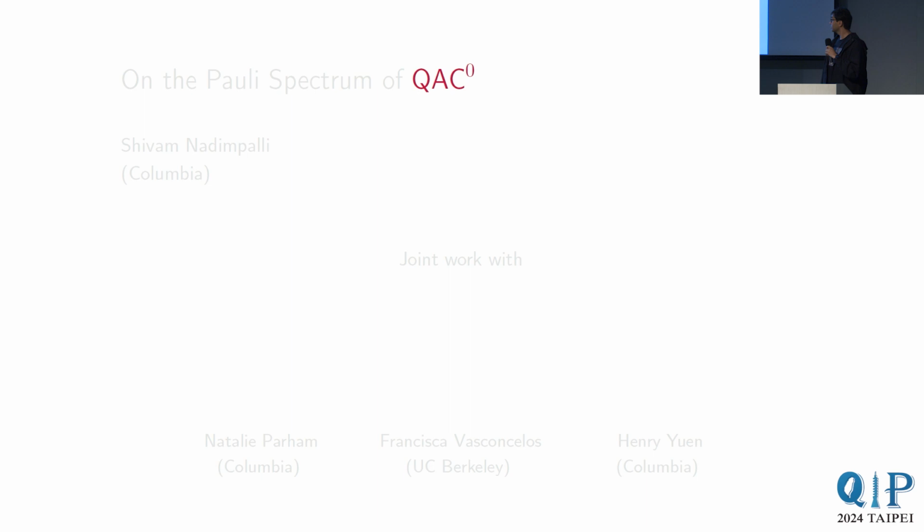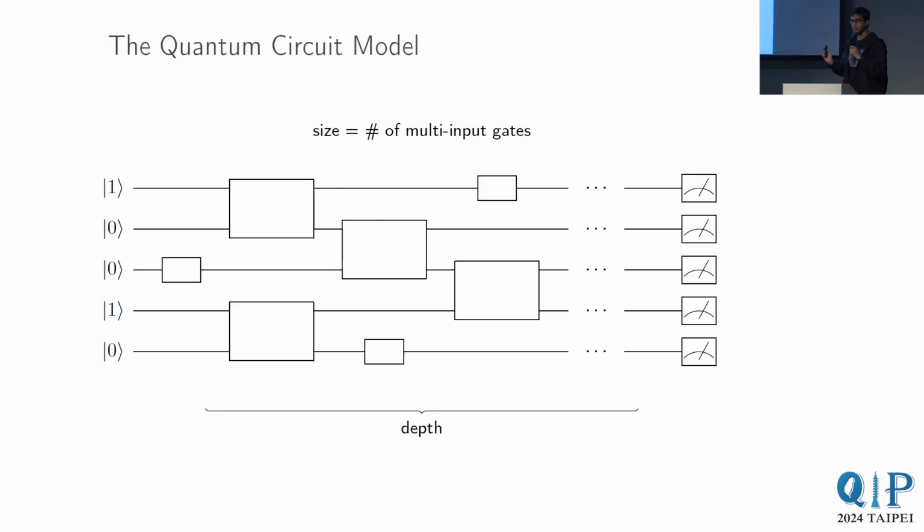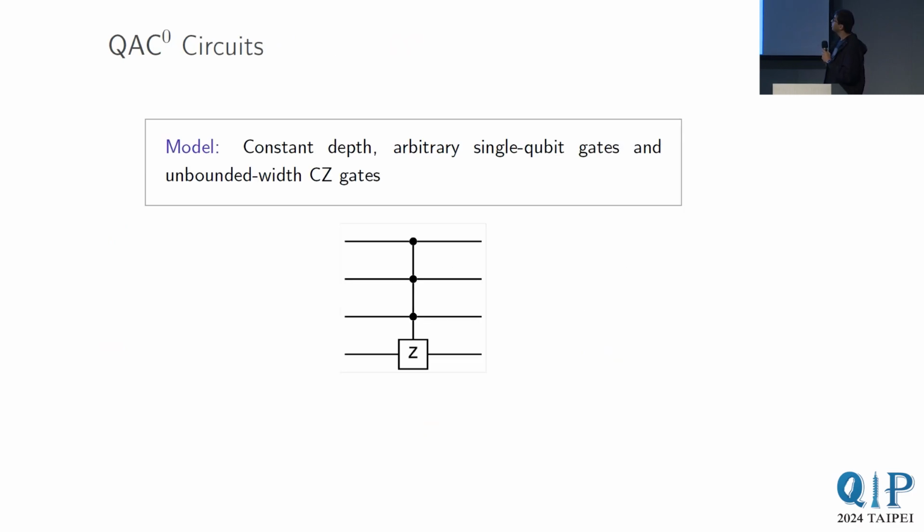But this is not a talk about AC0, it's a talk about QAC0. Let me tell you what QAC0 is, and then I'll tell you what we did with QAC0. So here's the quantum circuit model from my first to second slide. In analogy with AC0, we're going to assume that the depth is a constant. So think of 100 layers or so of gates. We don't allow arbitrary gate sets; we only allow CZ gates. However, we have no restriction on the width of a CZ gate. So to summarize, a QAC0 circuit is a constant depth circuit where you have arbitrary single qubit gates and CZ gates of unbounded width.